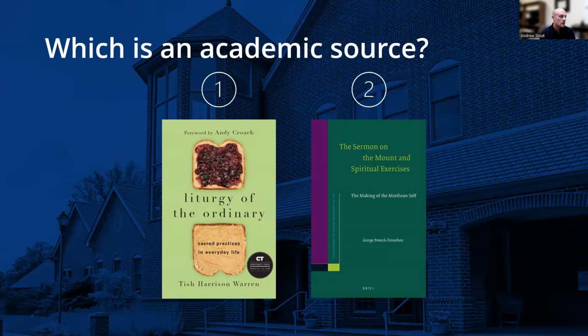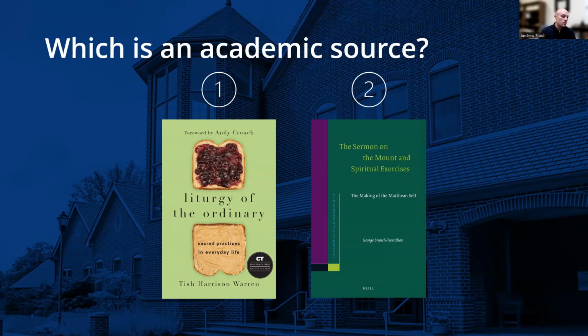Just one more example here, not of journals or periodicals, but books. We've got two books here on spiritual disciplines. One is The Liturgy of the Ordinary by Tish Harrison Warren. And number two is The Sermon on the Mount and Spiritual Exercises: The Making of the Matthean Self. So once again, as you might guess, number two is what would be considered the academic source.